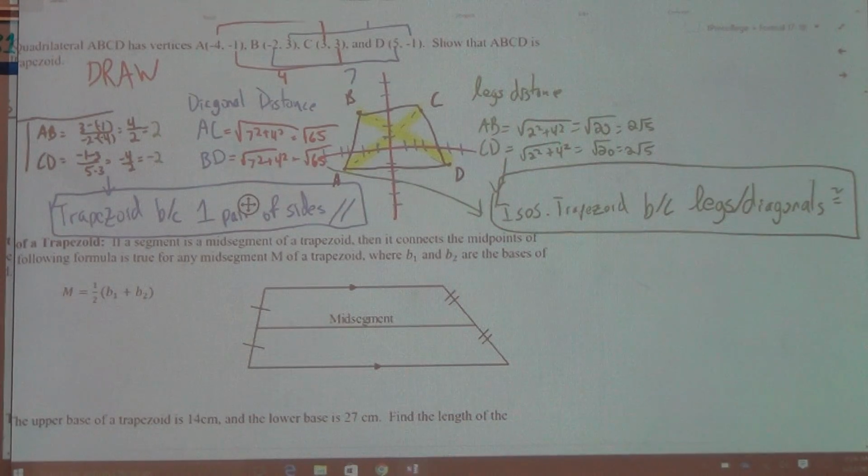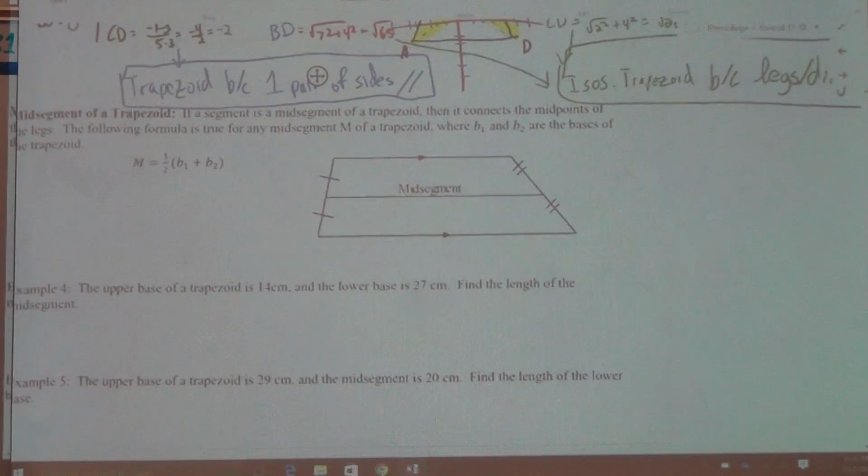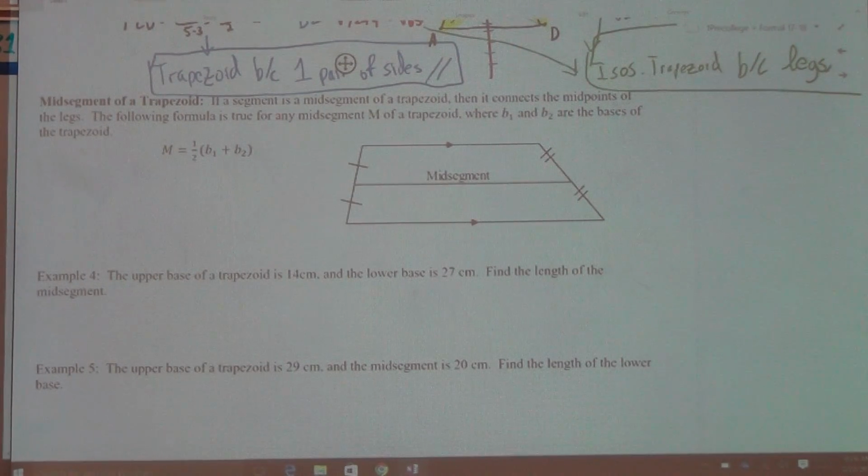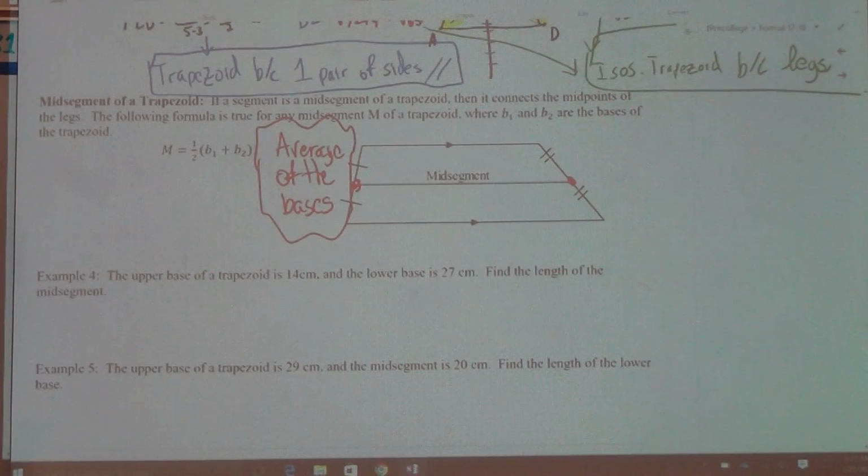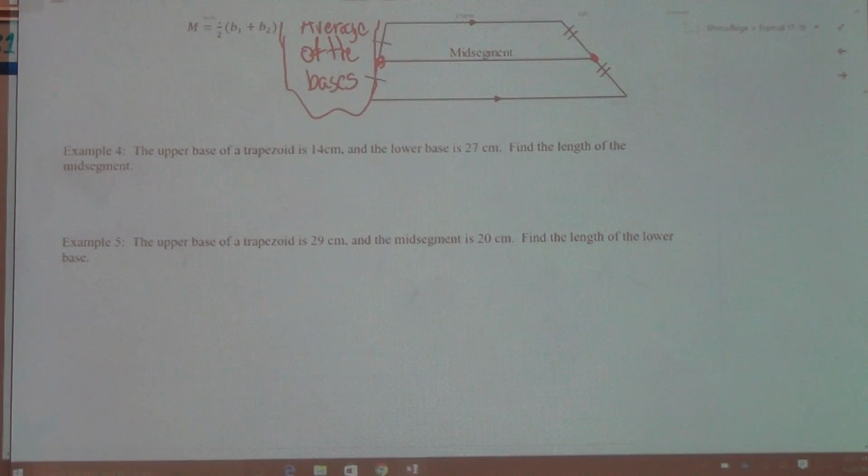Okay, we're moving on to a segment called the mid-segment. It connects the midpoints of the legs. So this is the midpoint of the leg on the left, this is the midpoint of the leg on the right, and the mid-segment connects those two. It looks like it's the average, and it is the average. The average of the bases. So let's go ahead and see if we can figure out these last couple problems.